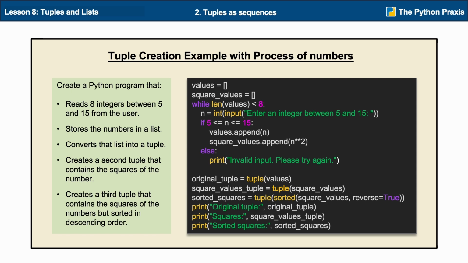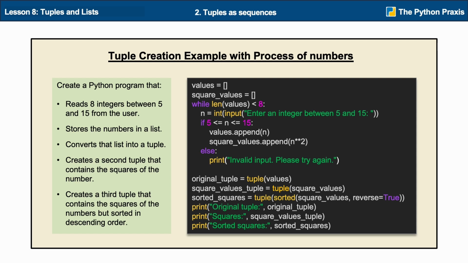In the first 2 lines, we begin by creating 2 empty lists. One list, called values, will store the integers that the user enters. The second list, called square values, will store the squares of those integers. Then, we start a while loop. It will keep running until the values list contains 8 numbers. So the user must give us exactly 8 valid numbers before the loop stops.